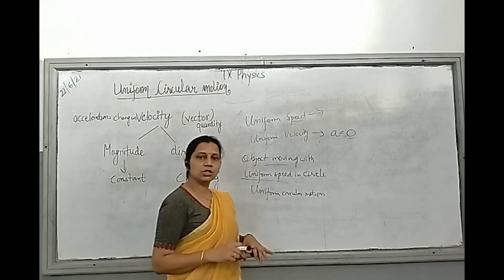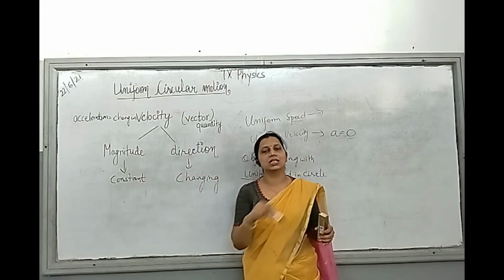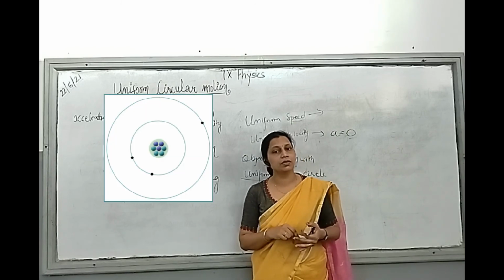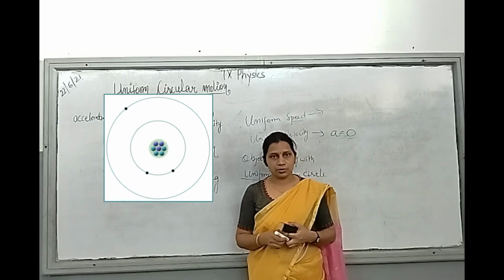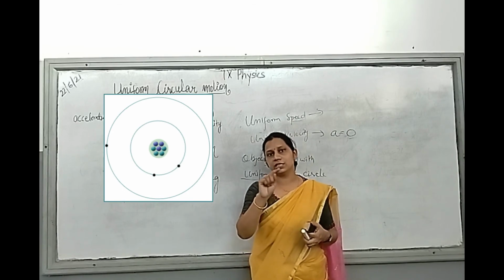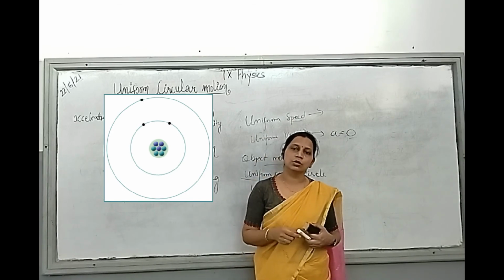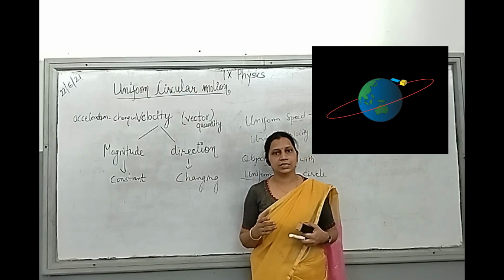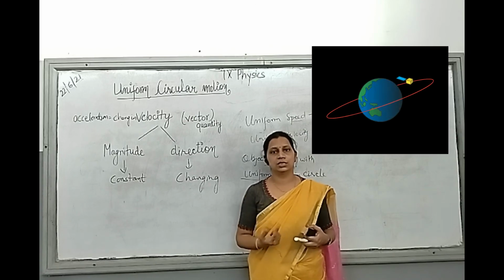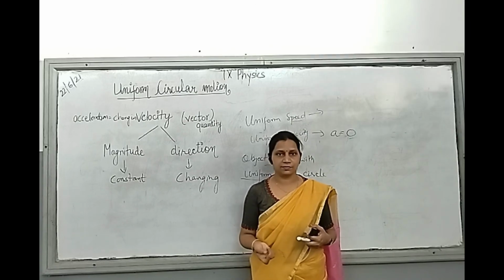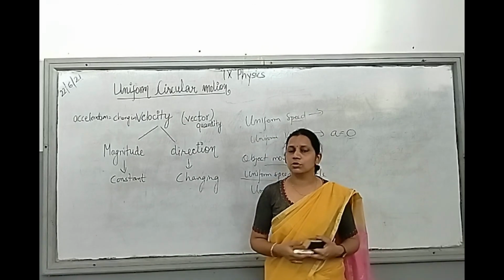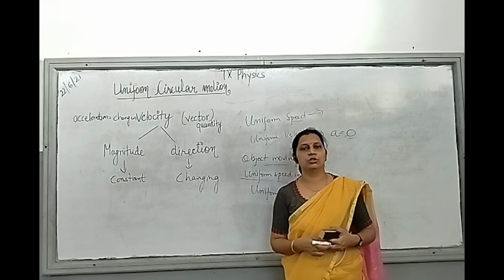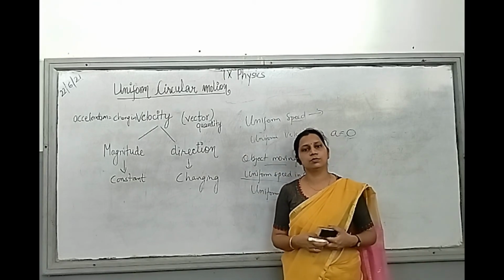I hope this definition is clear to you. Uniform circular motion means an object is traveling with uniform speed in a circular path. A common example is an electron revolving around the nucleus. In an atom, at the center you have the nucleus, and the electron revolves around it in uniform circular motion. Another example is satellites moving around the Earth in uniform circular motion. This much is the part for this lecture, and in the next lecture we will take numericals based on equations of motion. Thank you.